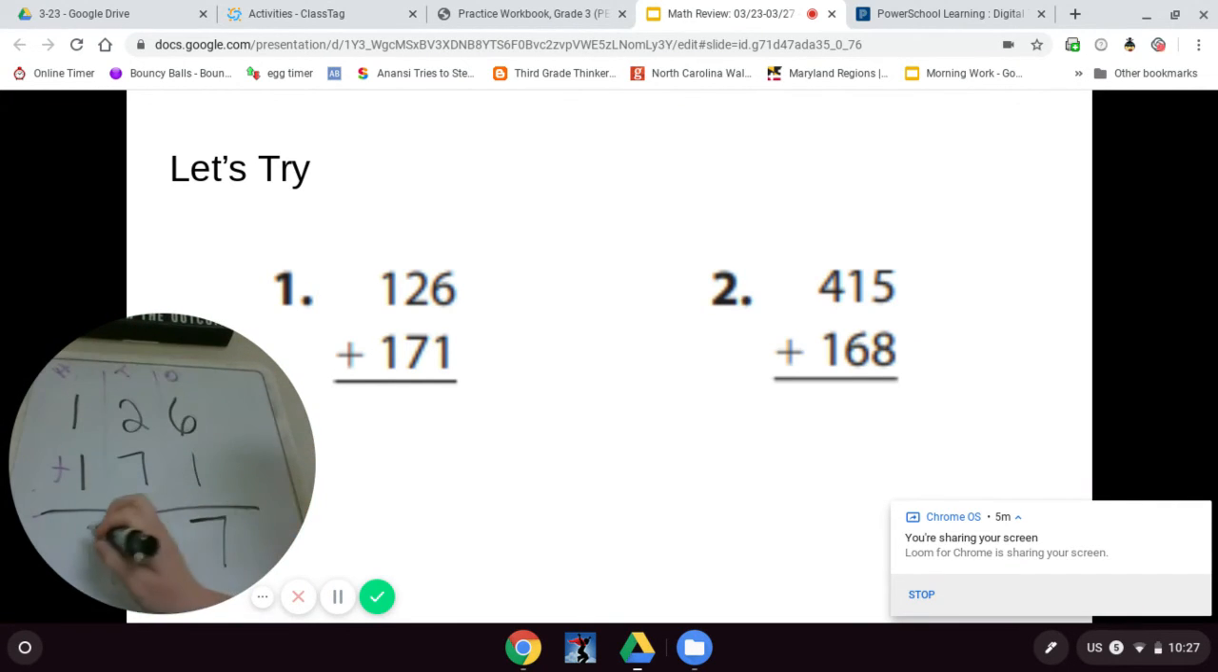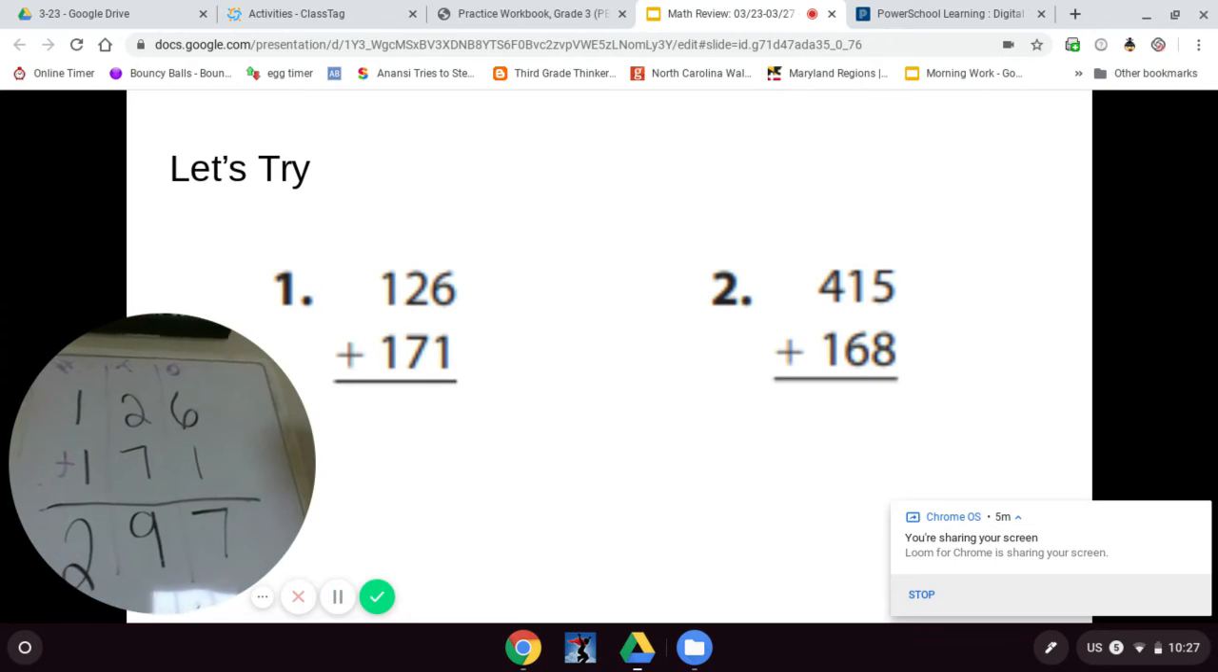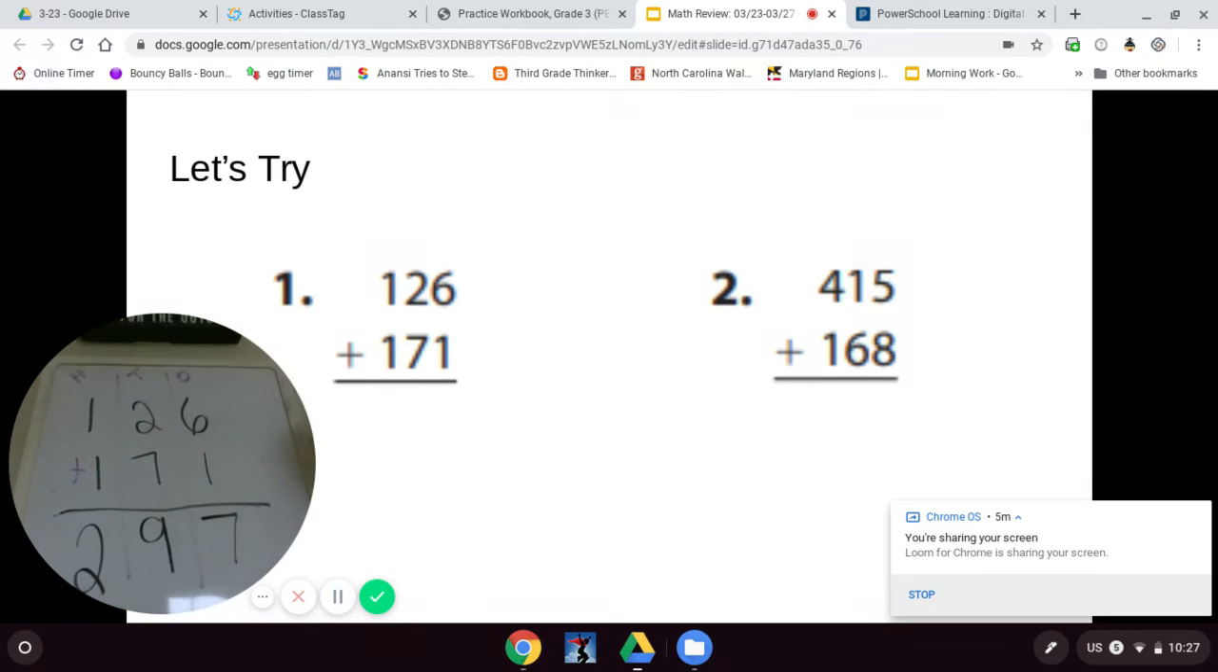100 plus 100 is 200. Is that what you got? Hopefully. 297 is my solution. Now let's try number 2. Gonna clear my board again.